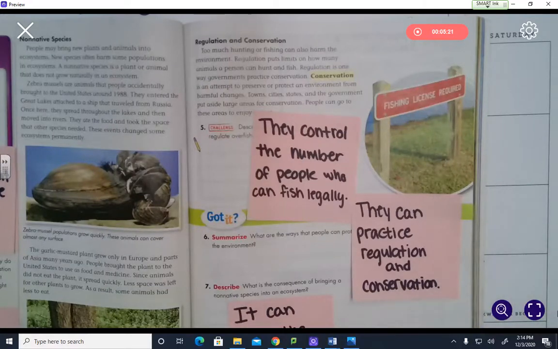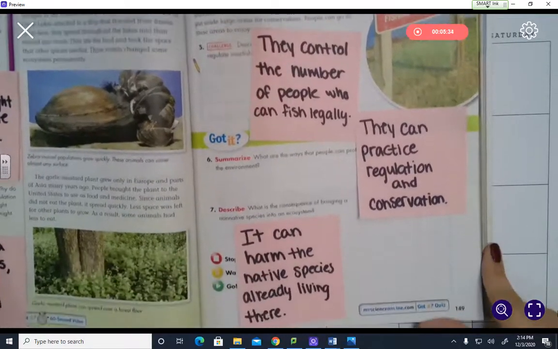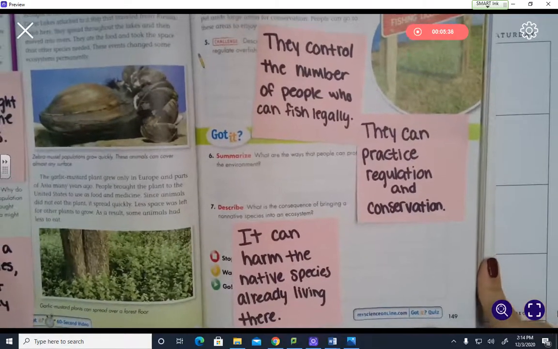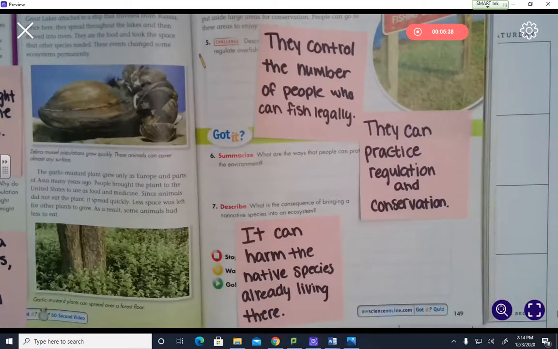And then the last question is, what is the consequence of bringing a non-native species into an ecosystem? The consequence for that is it can harm the native species already living there. And the ways that it can harm it is it can take its food, it can take its space, it can be toxic to that native species living there. Okay? So it can cause problems to the native species living there.